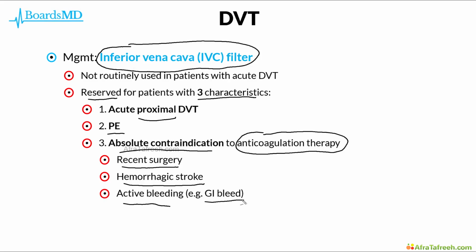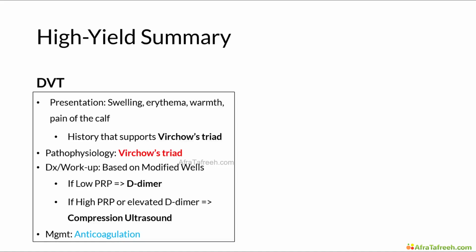Therefore, the IVC filter can be extremely helpful in patients who have these high-risk proximal DVTs, who already have a PE, and who have one of these absolute contraindications to anticoagulation therapy. Here we have included a brief summary highlighting some of the key high-yield points that we should know for our examinations when it comes to DVTs.